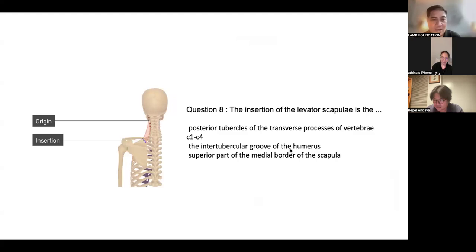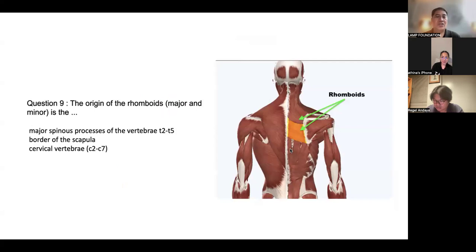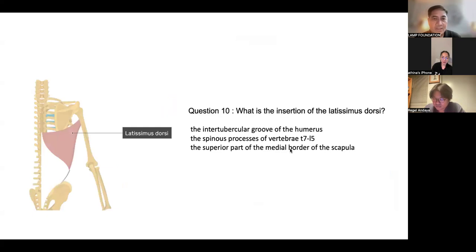Insertion of the levator scapulae is the superior part of the medial border of the scapula. Origin of the rhomboids, major and minor, is the spinous processes of vertebrae T2 to T5. What is the insertion of the latissimus dorsi? That is the intertubercular groove of the humerus.